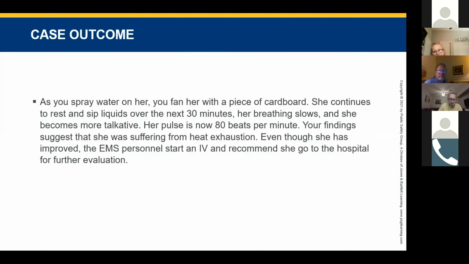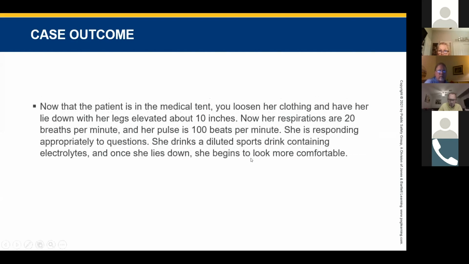Her breathing slows. She becomes more talkative. Her pulse is now 80. Is that good or bad? Yeah, it's lowering. Okay. Your findings suggest that she was suffering from what? Exhaustion. Right. She improved. So do you think she should be transported?